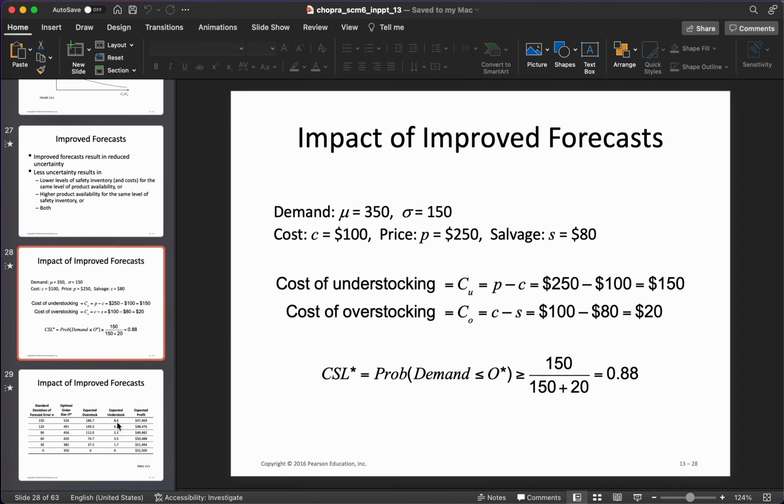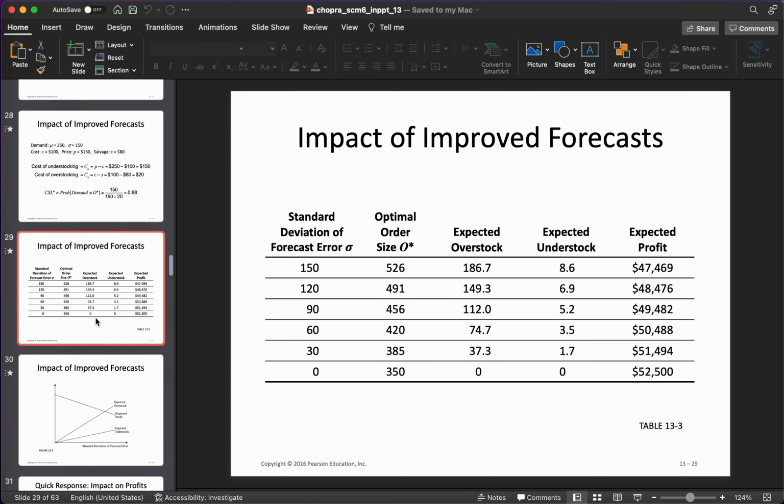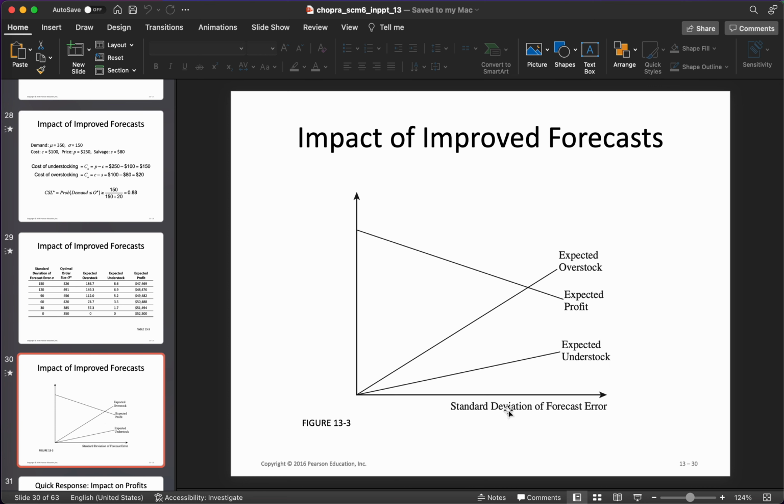So improving forecast, right? The impact of improving forecast: you will notice that as the standard deviation of forecast error increases, the expected understock will increase, expected overstock will increase, and expected profit will decrease, right? And that's precisely what we saw. So that's the first lever.